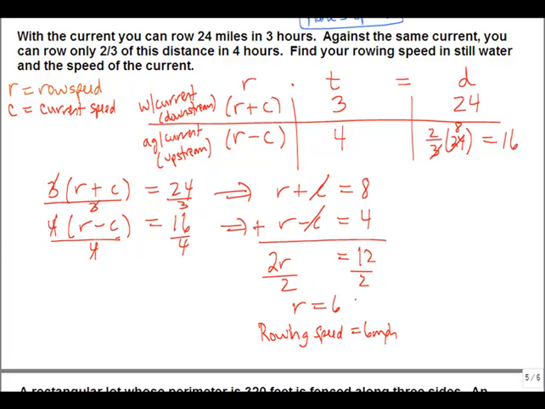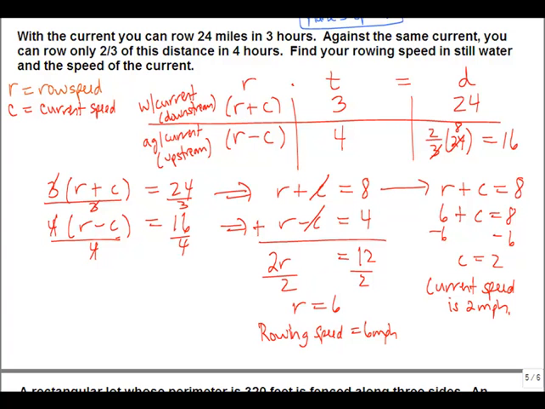Now we still want to find our current speed, so you can go back to any of these equations that you want to. I usually like to go back to this one right here because I think it's the simplest. If we have R plus C is equal to 8, and I know now that R is 6, plug it in, subtract 6 from both sides, and that tells me very quickly that C is 2. So our current speed is 2 miles per hour. And that does it for this problem.